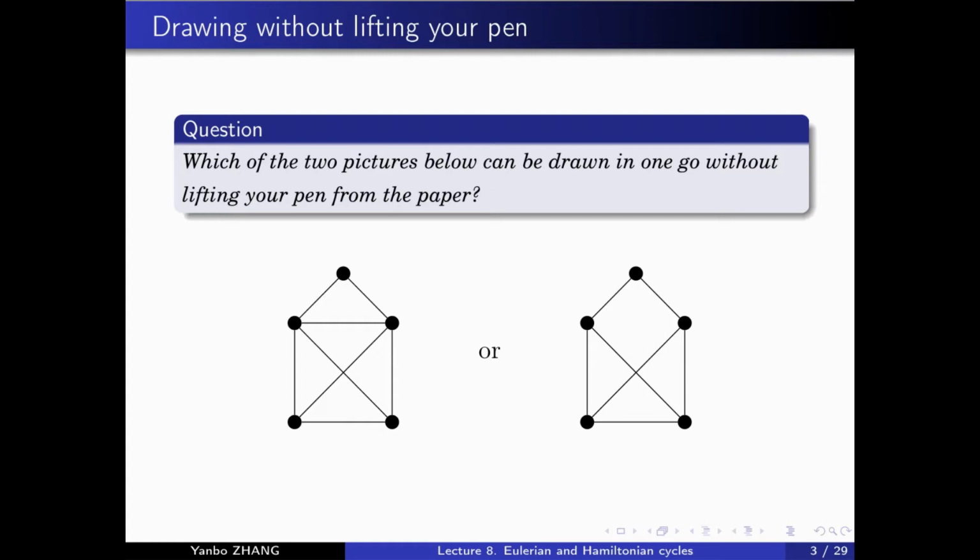In the first picture, there are many ways to solve this problem. We can start from this vertex. Go up and down. Go back and turn right. Up, right, and down. Now it's done.